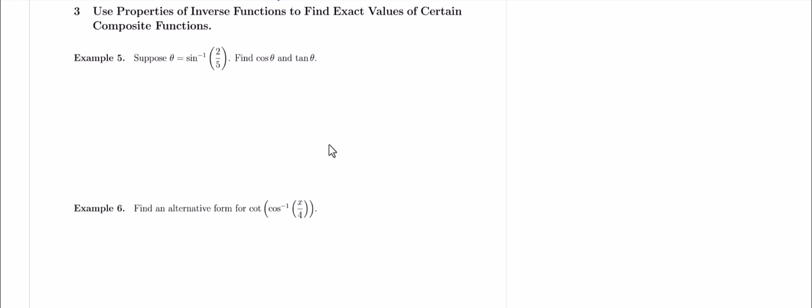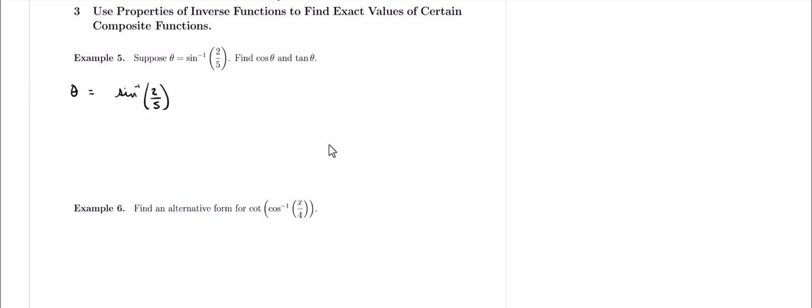We want to use this information to figure out what would be the cosine of theta and what would be the tangent of this angle theta. The way I would recommend working with these problems is to draw a triangle using the given information to find the remaining unknowns. Notice what they're giving us: the angle theta is equal to the sine inverse of 2/5.